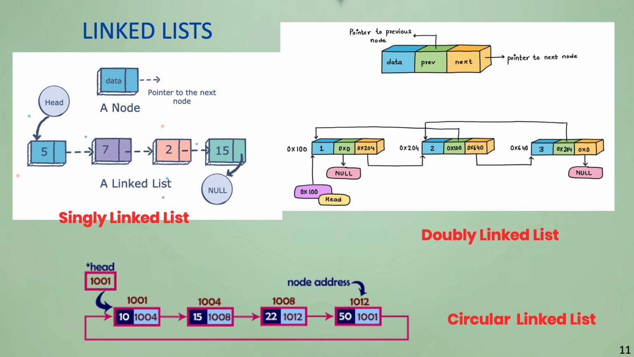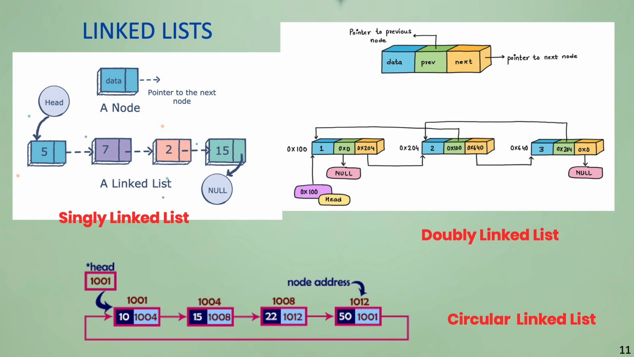So, if suppose we talk about a singly linked list, it means the node will have space for holding one memory address. So, here what you see in this example is, we have a linked list with 4 nodes, and the first node in the list has a data value of 5, and we have a pointer named head that points to the first element in the linked list, and the other 3 elements are 7, 2 and 15.